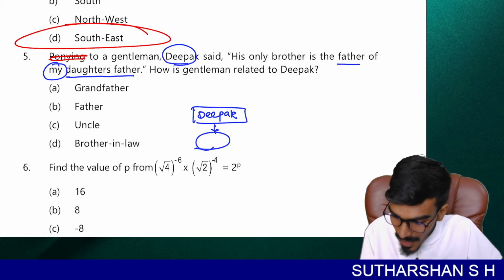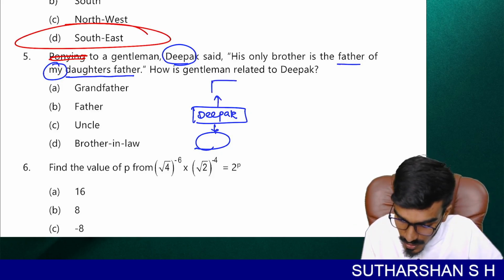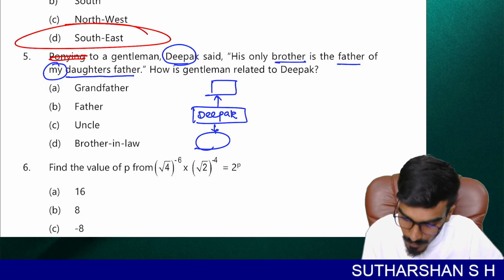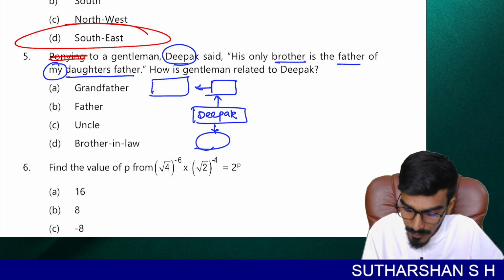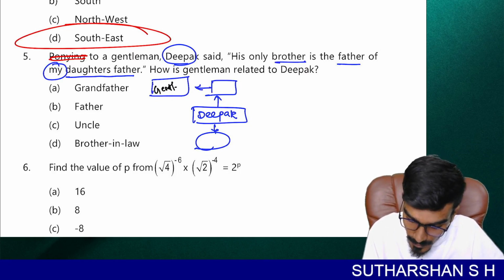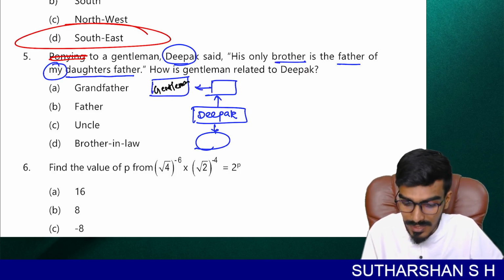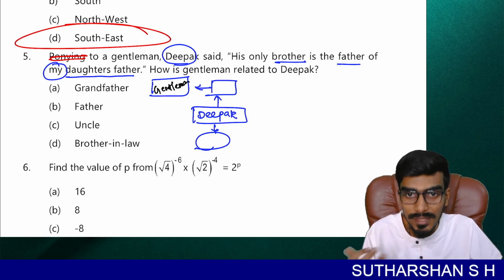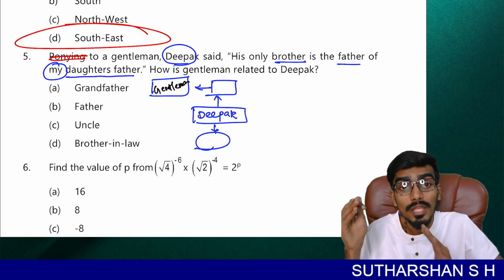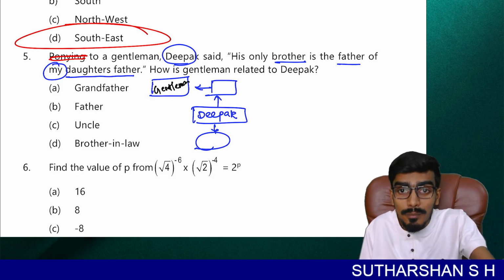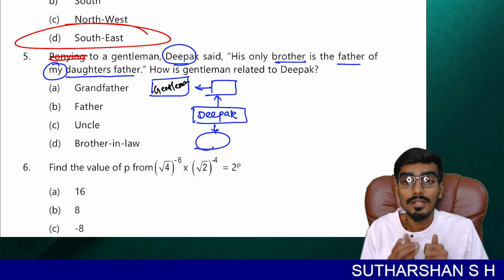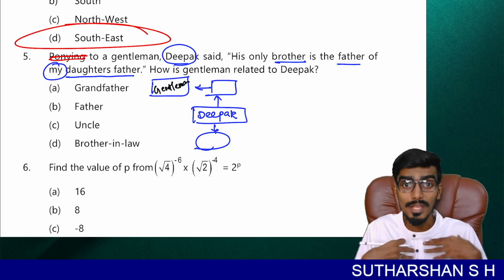What is the next word? Back end word is father. Just draw father. Now what is the next word? Brother. Just draw brother. His only means that is like a gentleman. Okay. His only brother is the father of my daughter's father. That is, how is the gentleman related to Deepak? That's the question they said. How is the gentleman related to Deepak means, to Deepak, who is the gentleman?